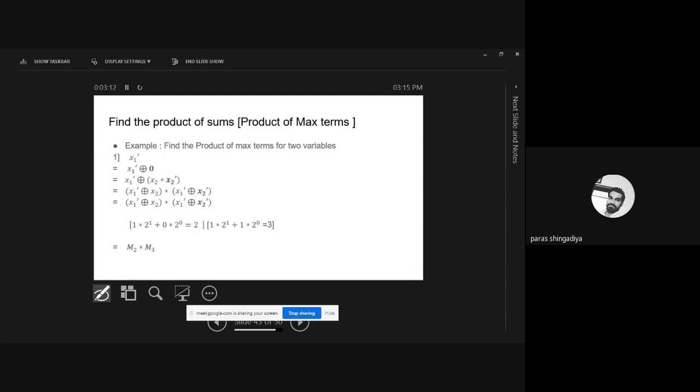Now the same procedure will work for the product of max terms. Okay, meaning it is also called product of sums. In the previous concept we checked sum of the min terms. Now we'll check here the product of max terms. Okay, meaning we'll work this theory for the max term concept. So there are also two cases. One is for two variables and another is for three variables. Okay. The question is the same. Product of the max term for two variables.